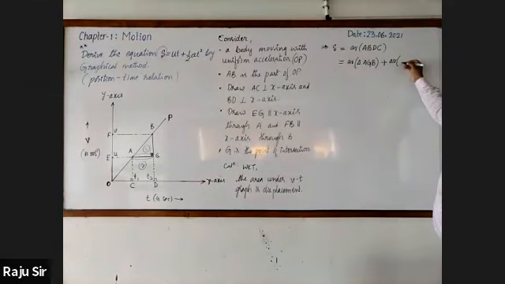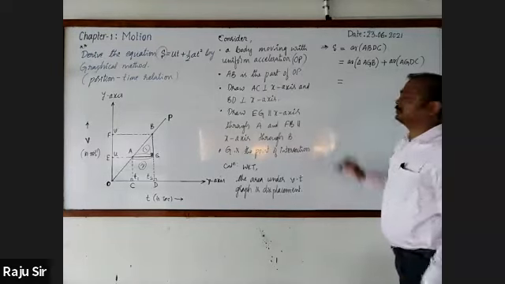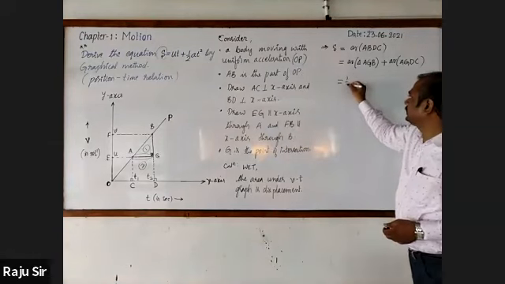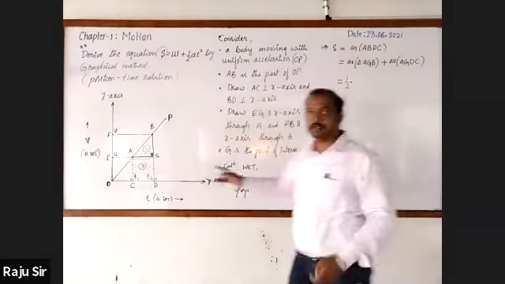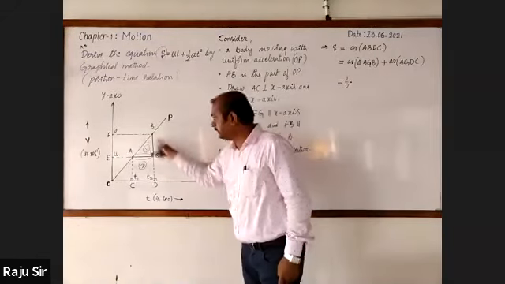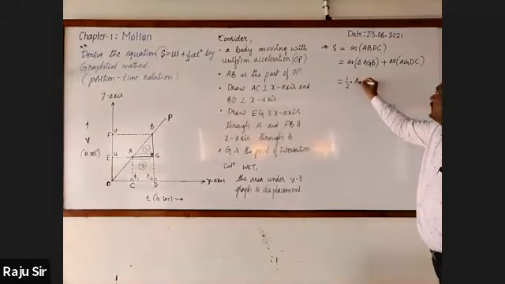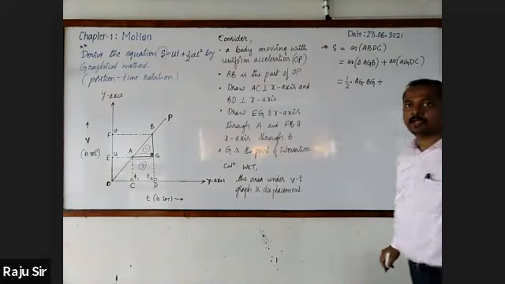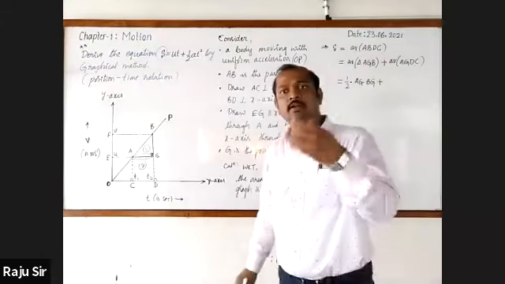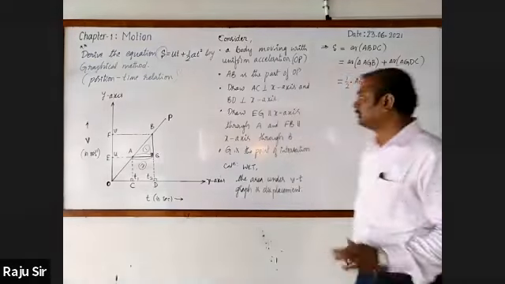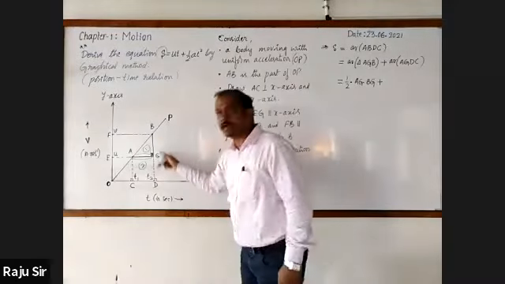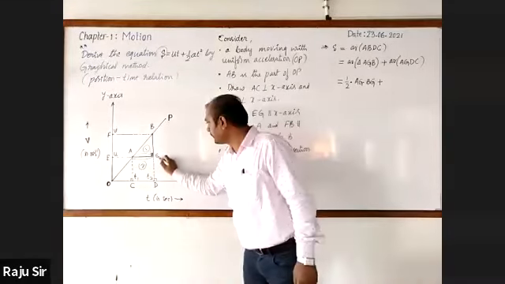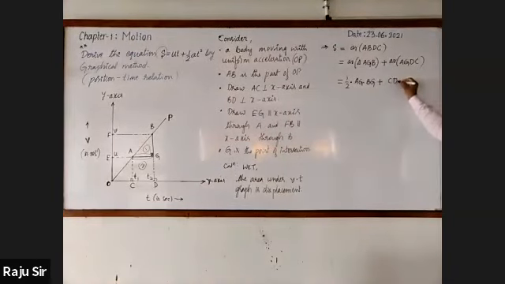So area of rectangle is AGDC. Right, area of triangle is half into base into height. Base is AG, height is BG. Right? Half AG into BG plus the area of rectangle, length into breadth. Length is CD, breadth is DG. Right? CD into DG.